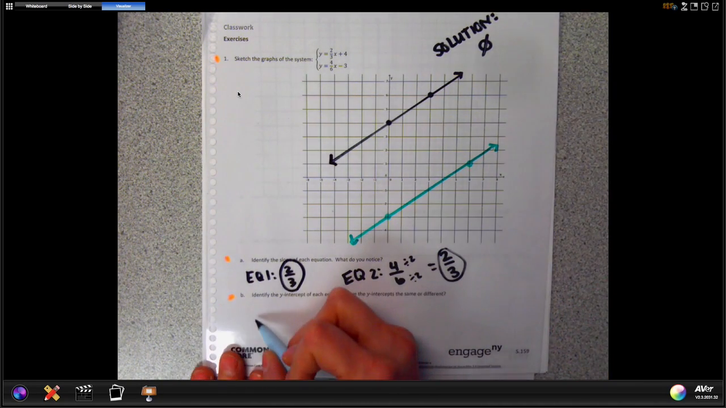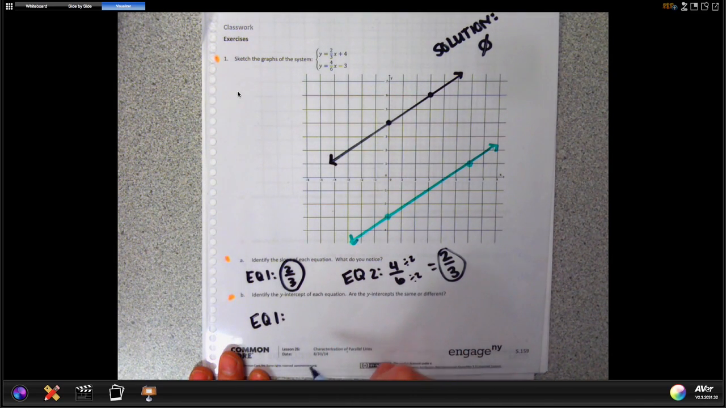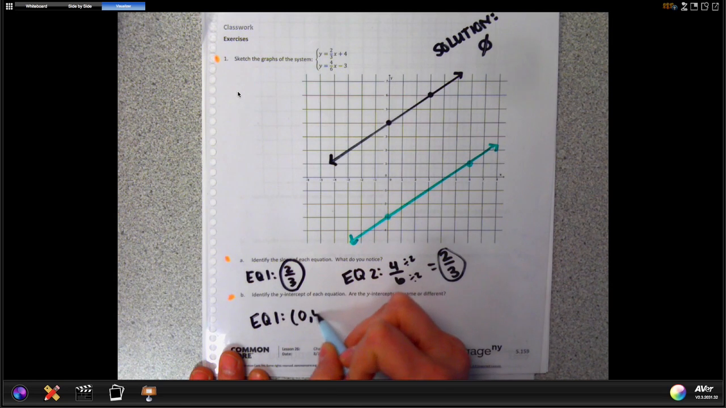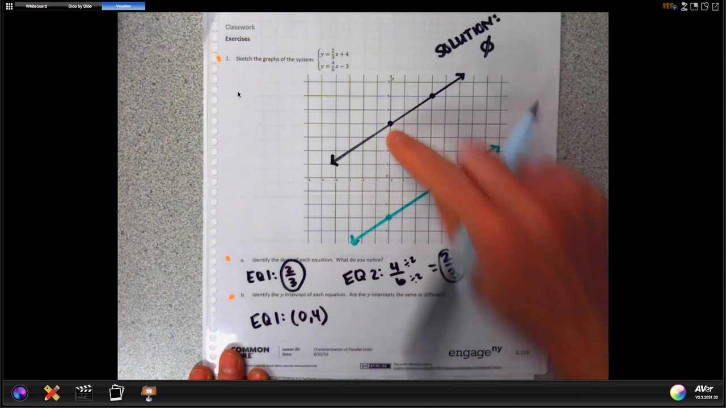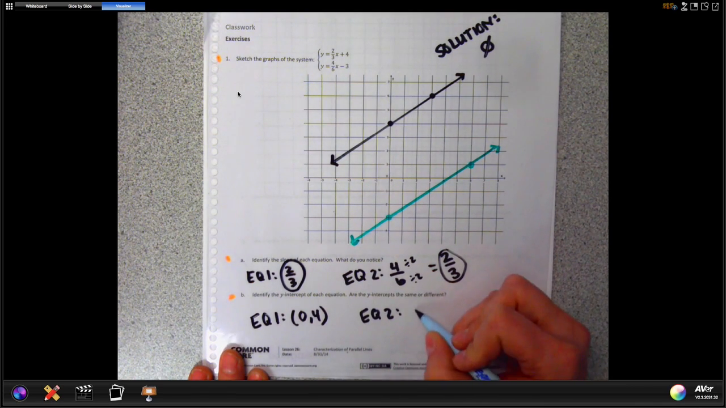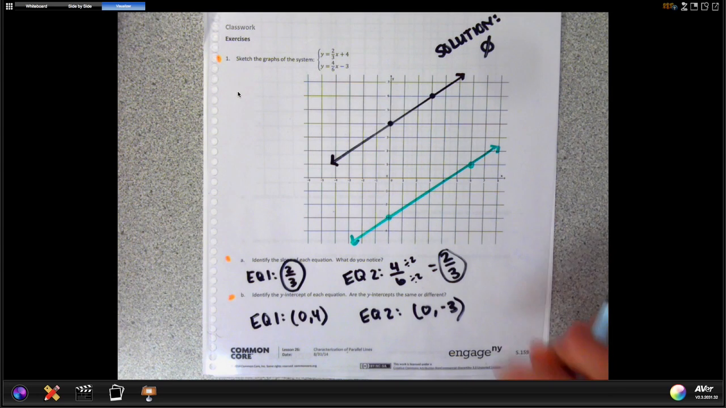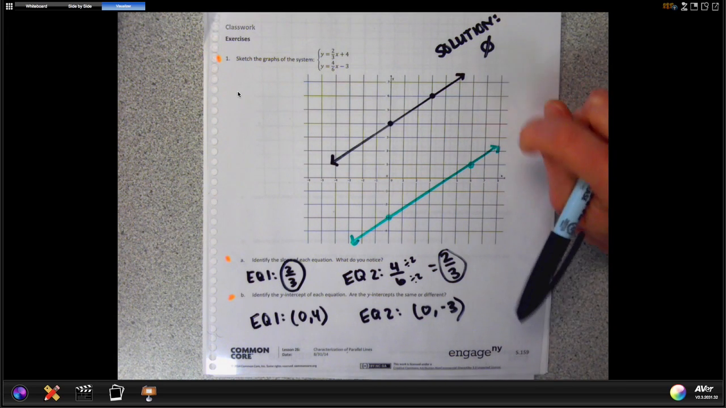The y-intercept for the first equation was 0, 4, and that started here. And our y-intercept of the second equation was 0, -3 here. And so these are different, but our slopes are the same. And what that means is we're going to end up with parallel lines.